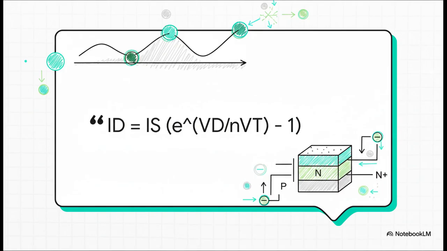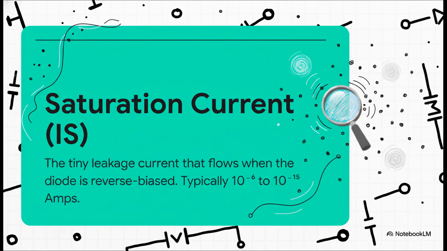Now, here's what's just incredible to me. This entire curve, all three of these completely different behaviors, from on to off to broken, can be described with amazing accuracy by one single elegant formula. And that is the Shockley diode equation. You could call it the mathematical soul of the diode. Let's break that equation down a bit.